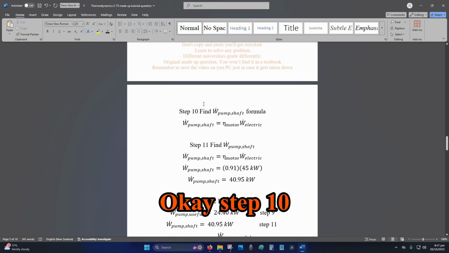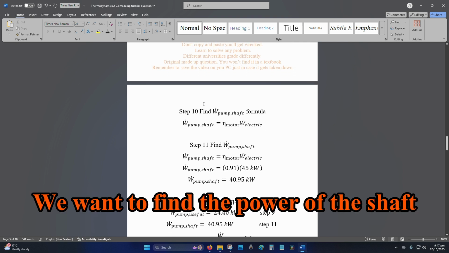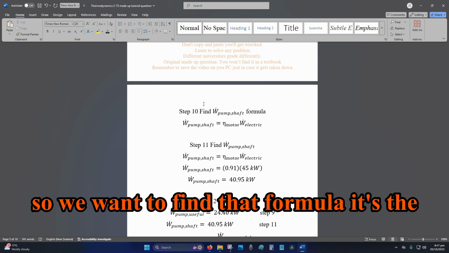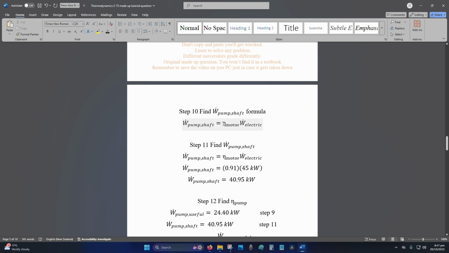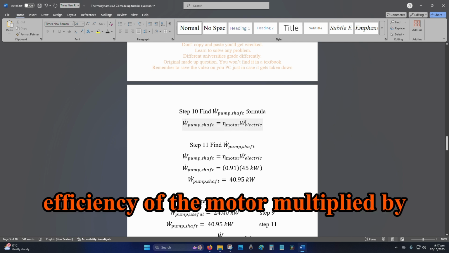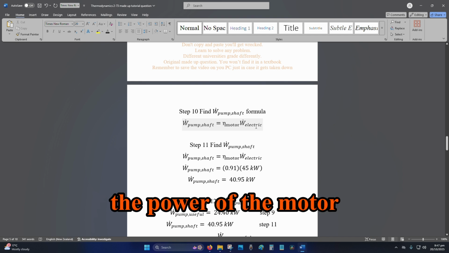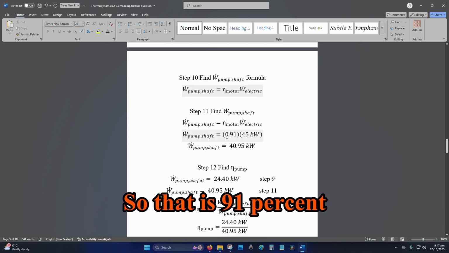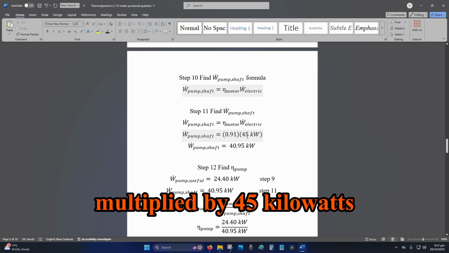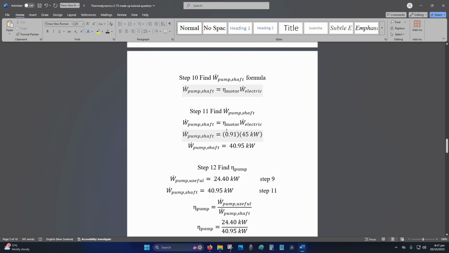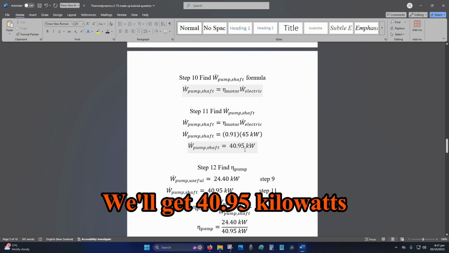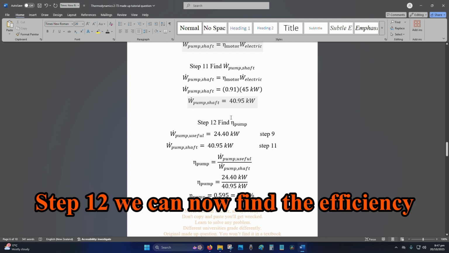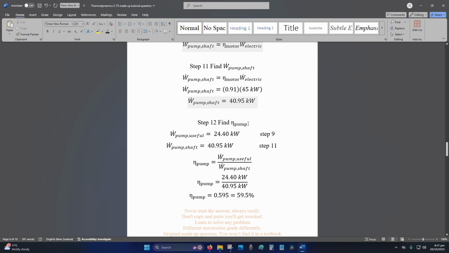Okay, step 10. We want to find the power of the shaft. So we want to find that formula. It's the efficiency of the motor multiplied by the power of the motor. So that is 91% multiplied by 45 kilowatts. We'll get 40.95 kilowatts.